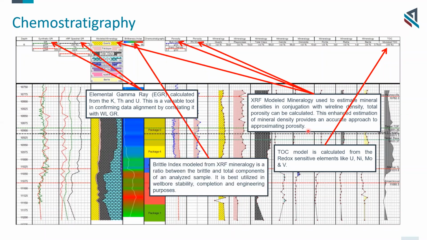And finally, we have a brittleness index calculated from the mineralogy. So the ratio between the brittle and total components, which can be used for wellbore stability and in completion and fracking planning, exactly where the best place is to put the completions in, and those which are most likely to be avoided. If we look here, we can see this is blue, so the index is low.